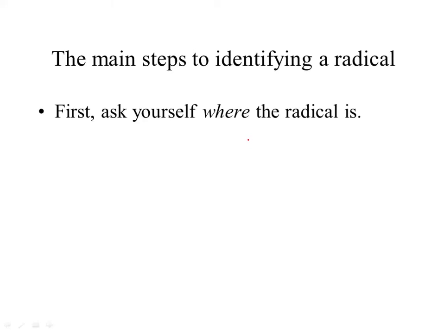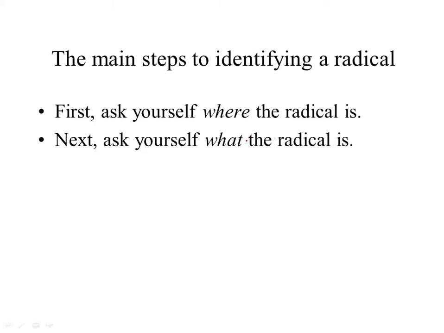Okay, so what are the main steps to identifying the radical? I kind of like Nelson's dictionary's approach to this, which is 12 steps, and I think 12 steps is just a few too many. I start to blank out after 6, so I'm going to give you a shorter version, and I think this version still works. First, you ask yourself where the radical is. Is it on the top? Is it on the bottom? Is it on the left and the right? Is it all around? Okay.